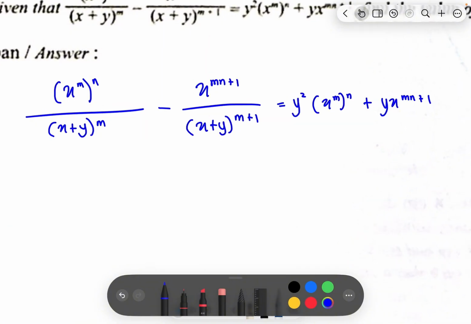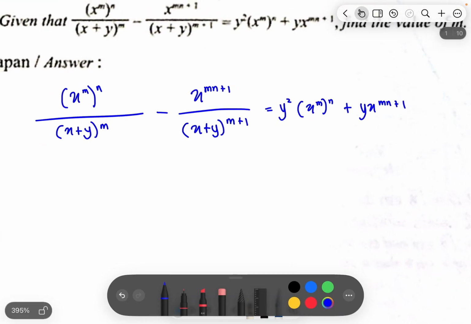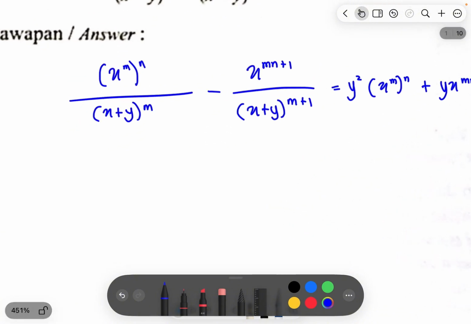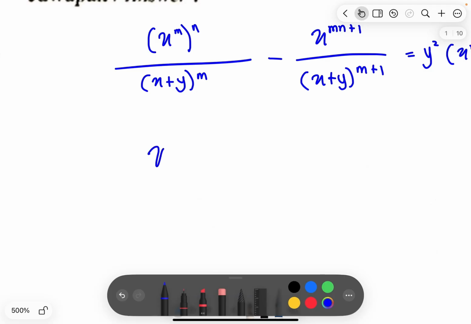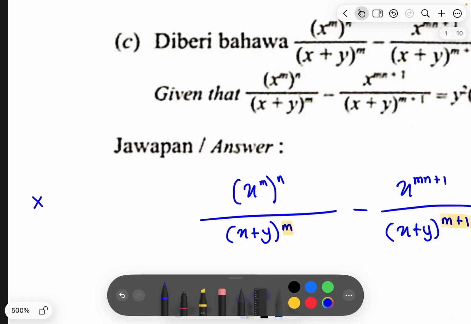Okay, so it's very straightforward. What you have to do is simplify this, factorize until you get the same equation for comparison, and that's how you find the value of m. Okay, so first thing, I'm going to times this x^mn. And do you guys notice how there's a similarity between m and m plus 1? So x^p times x^q is equal to x^(p plus q), right?